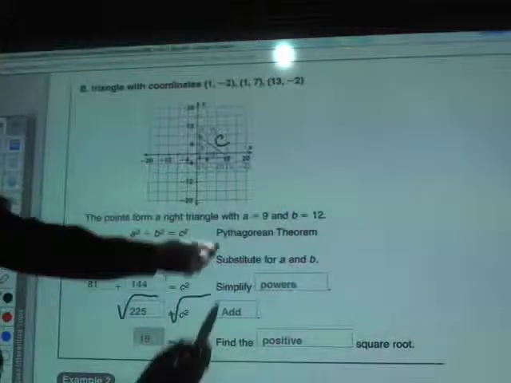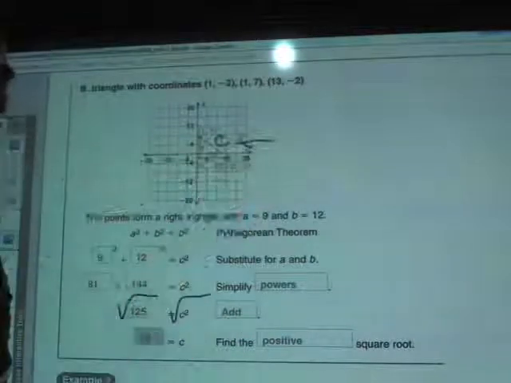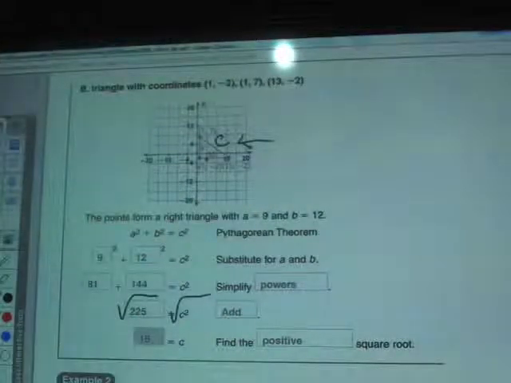And again, remember, this, the hypotenuse, c, always has to be the biggest number. So that being 15 makes sense, because if the other 2 sides are 9 and 12, my answer has to certainly be bigger than 12.